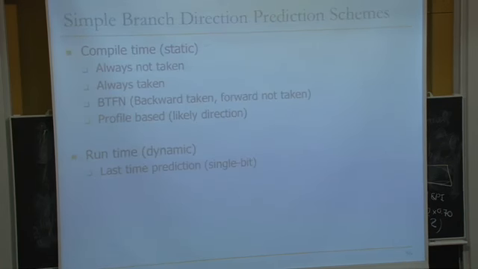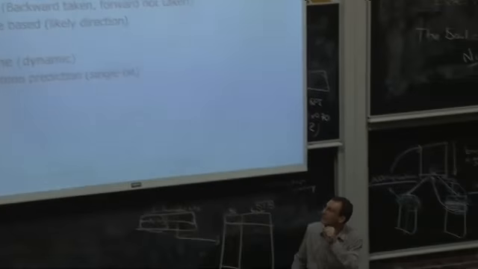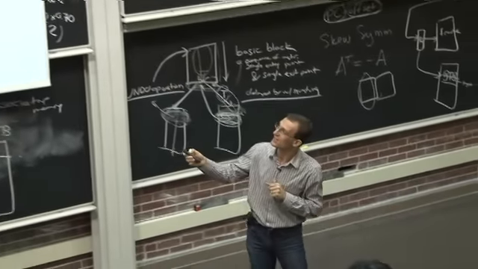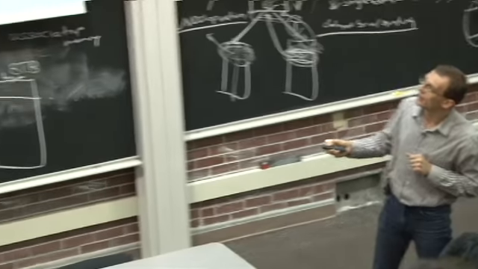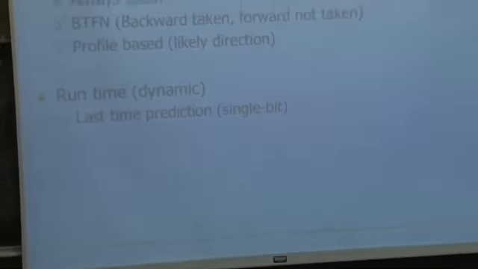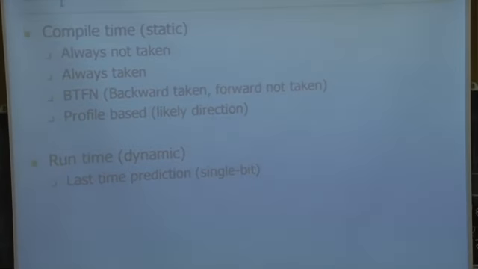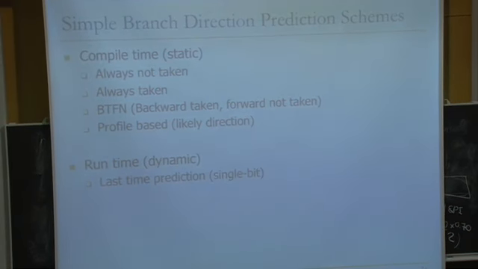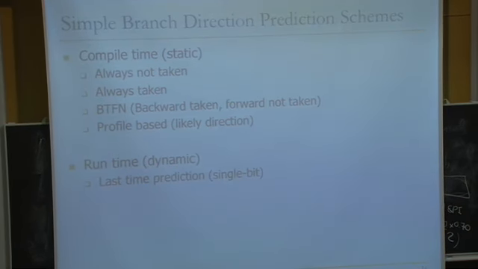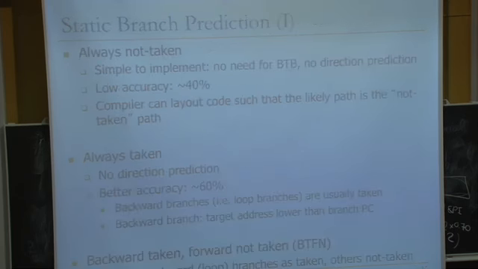Okay. Now let's go through how you can actually predict these branches. We looked at always not taken. We looked at always taken. There are other ways of doing this. And these are called static branch prediction, or compile time, if you will, because the prediction that you make doesn't change during runtime. If you look at a branch, you can tell the prediction, basically. That's what compile time or static branch prediction means.